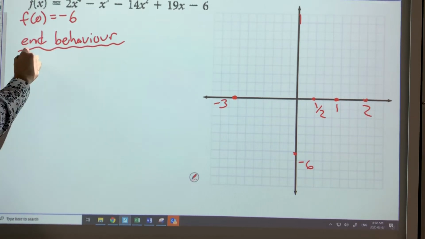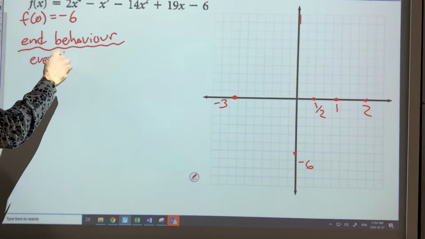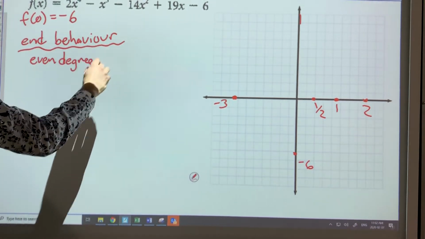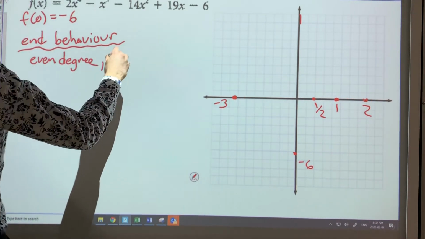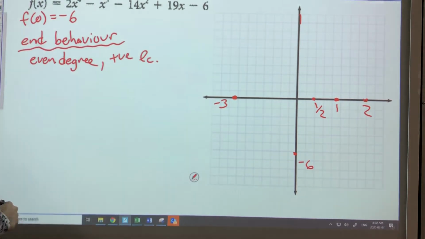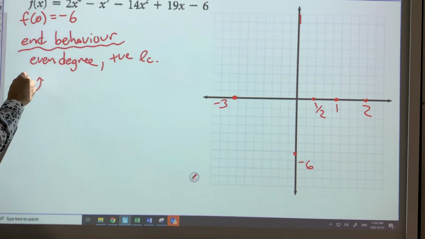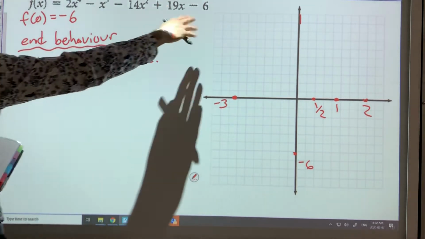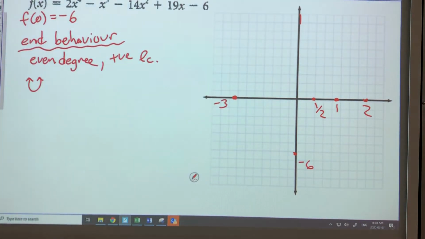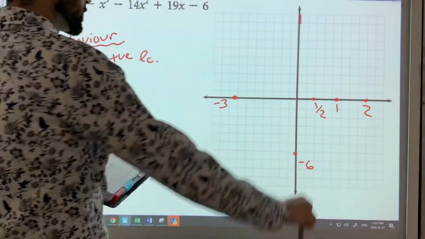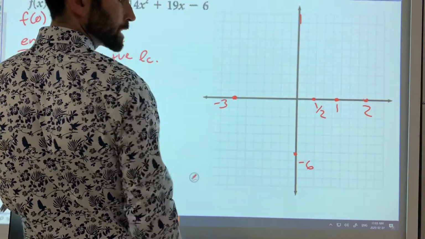So it's even degree, with a positive leading coefficient. So that'll be like a parabola, like y equals x squared. So we're expecting to start up in quadrant 2 and end up in quadrant 1. So for your sketch, you're going to start over here and then you just need to connect all the dots.